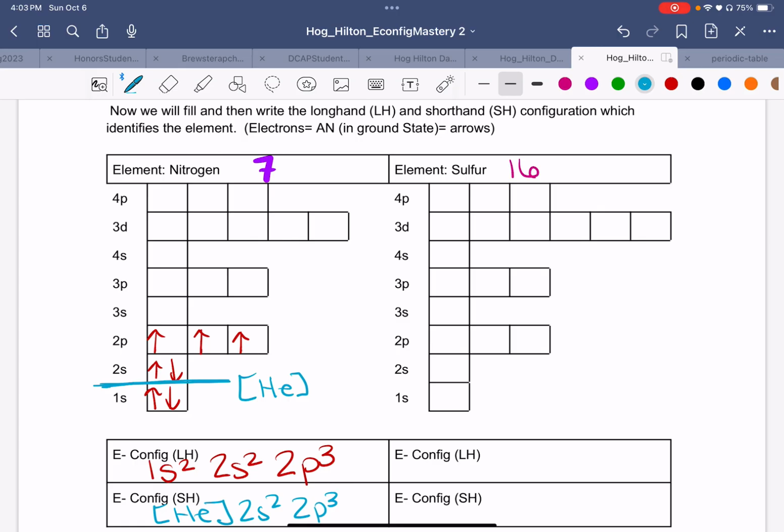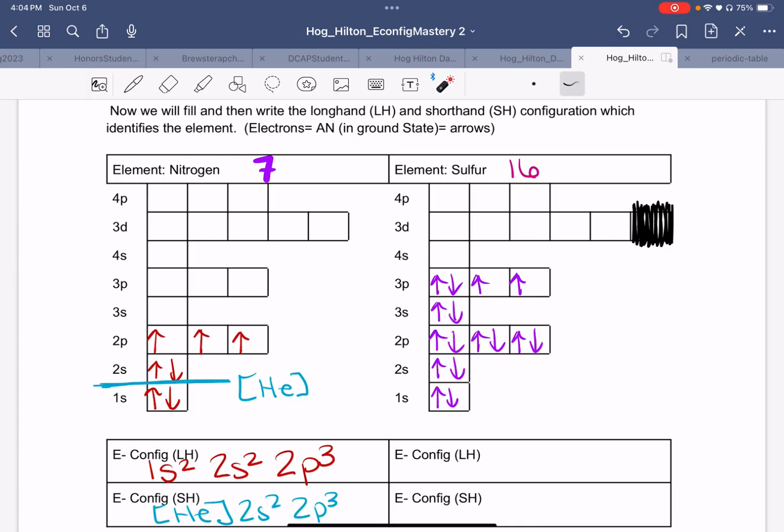Okay, let's go tackle sulfur. Sulfur has 16. By the way, on this side of the worksheet we have too many on the D block. There's only supposed to be 5 there, so we don't need it for this one, but just letting you know. 16. 1, 2, 3, 4, 5, 6, 7, 8, 9, 10, 11, 12, 13, 14, 15, 16.